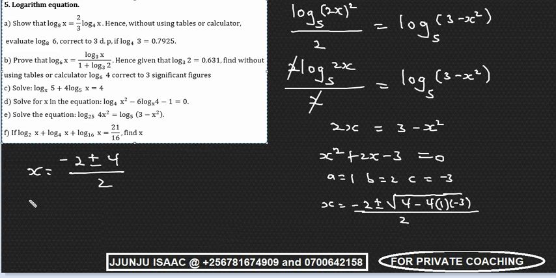So our x is either negative 2 plus 4, which is 2, divided by 2 is 1, or x will be equal to negative 2 minus 4. We get negative 6, then divided by 2 is negative 3.